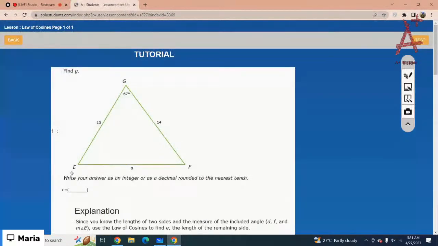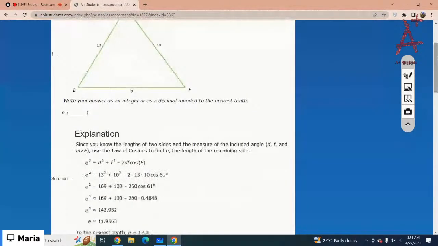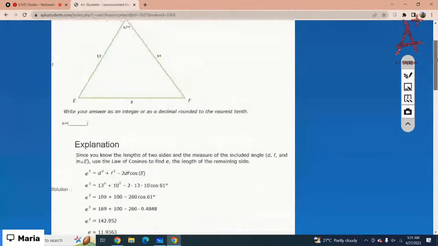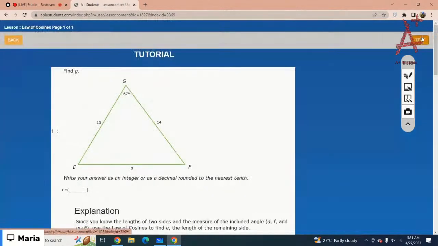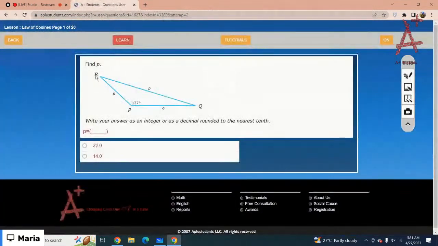Okay, we're going to use law of cosine. You are given just one of the angles and two sides. Got it? Whenever you are given one angle and two sides, you can use the law of cosine. So let's just start with the example. Okay, you have to calculate the side P.